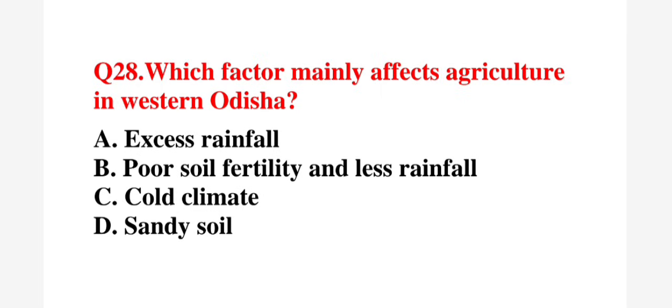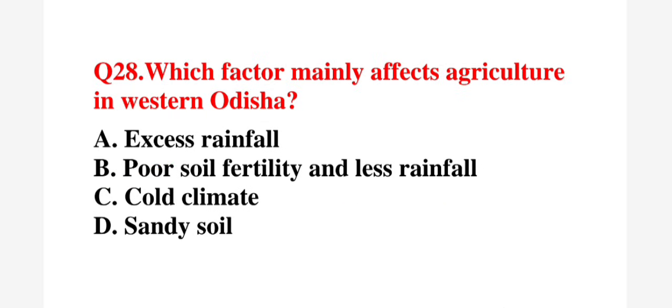Which factor mainly affects agriculture in western Odisha? Very easy question. You can easily answer this. Option A, excess rainfall. Option B, poor soil fertility and less rainfall. Option C, cold climate. Option D, that is sandy soil. So what is the right answer here? So here the right answer is option B, poor soil fertility and less rainfall.